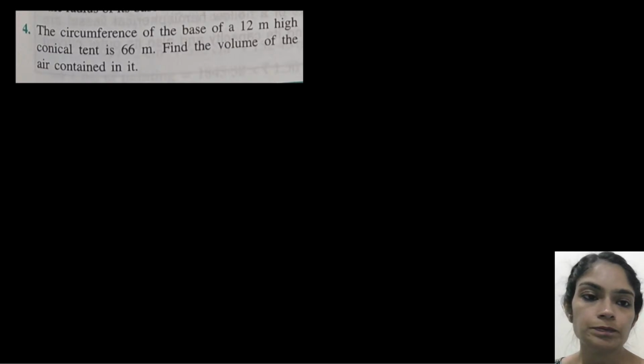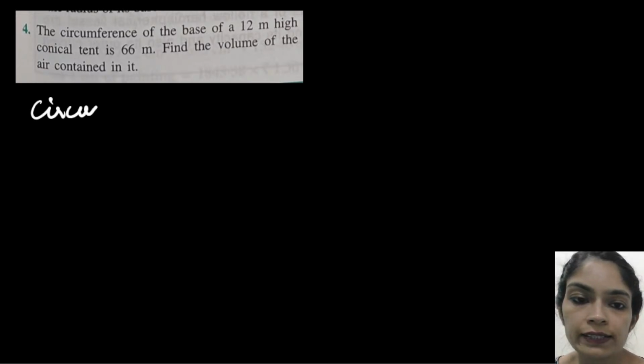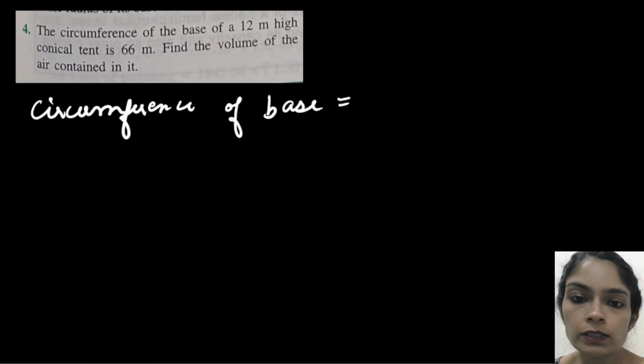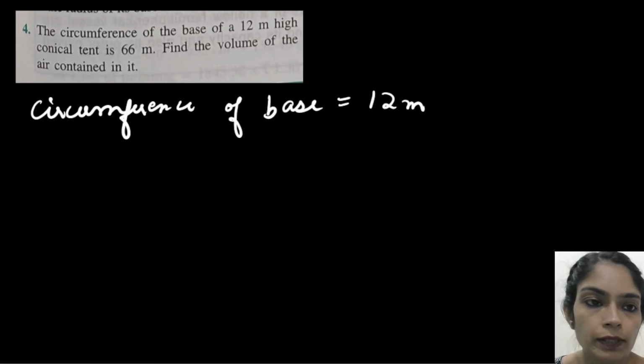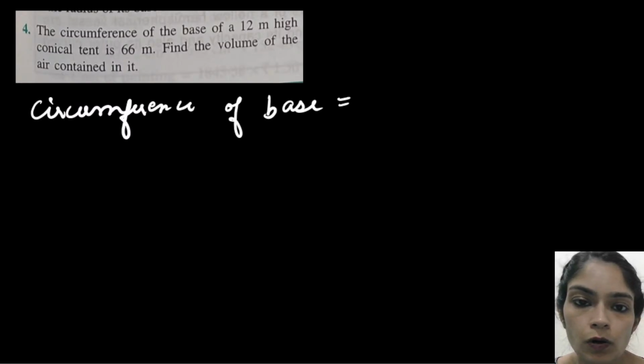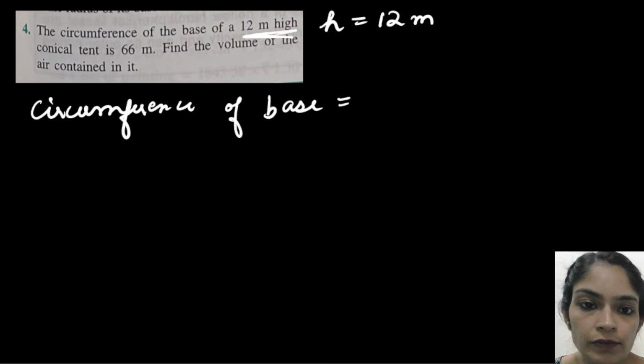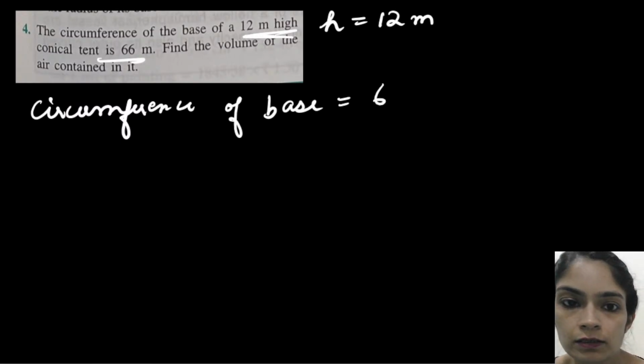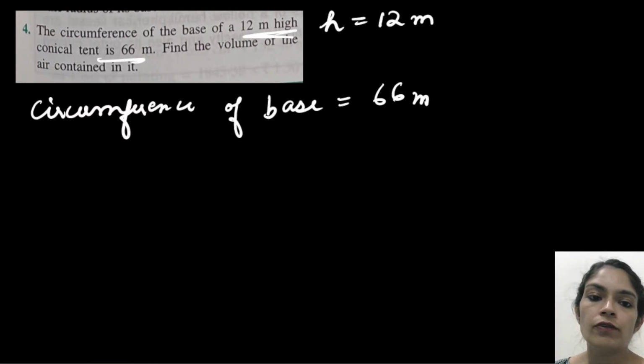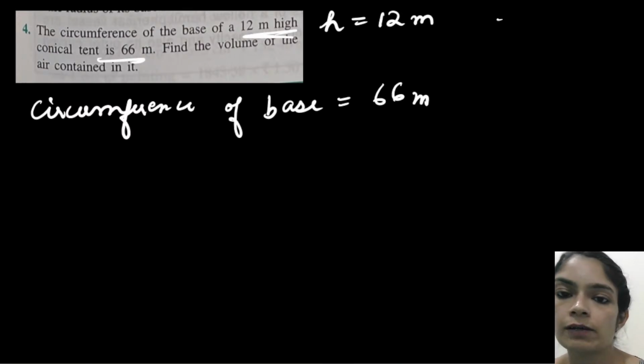Let's do the fourth question. Fourth question, what is given to us? Circumference of the base is given to us, 12 meter. No, 1 second, I didn't read it properly. The circumference of the base of a 12 meter high conical tent is 66 meter. Find the volume of air contained in it. No, this height is given to us, 12 meter. So volume we have to find.